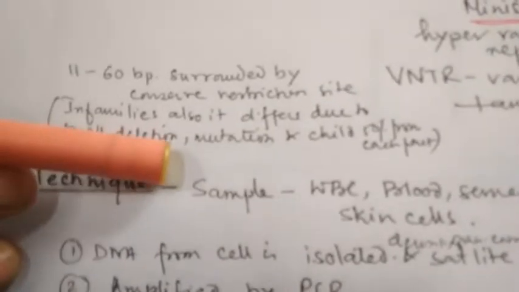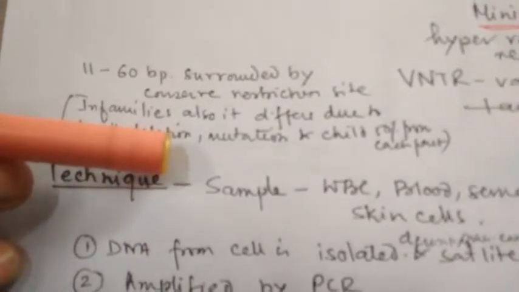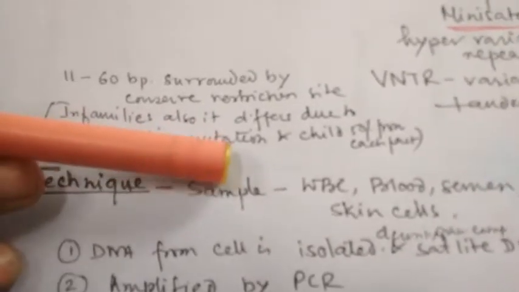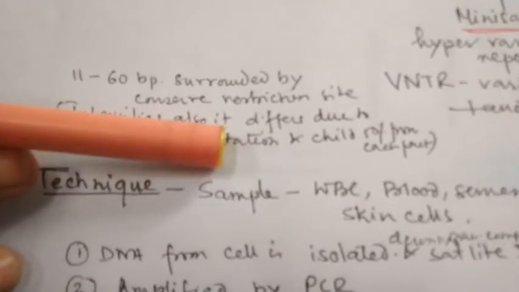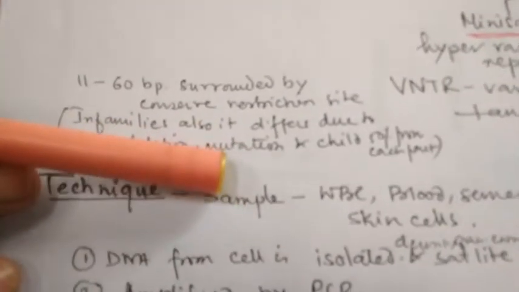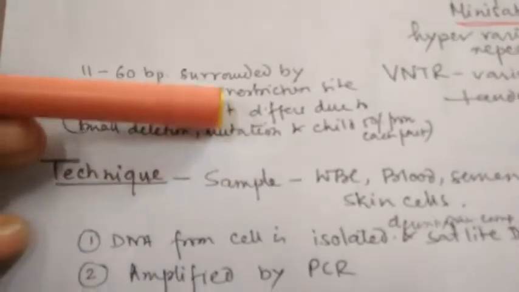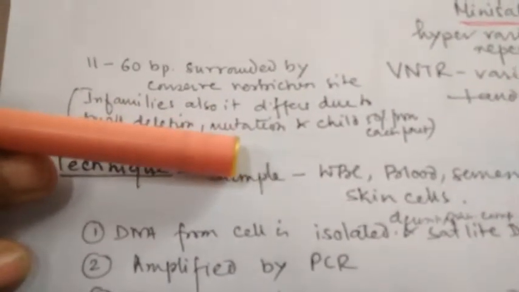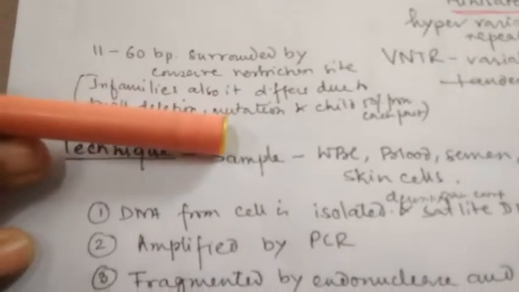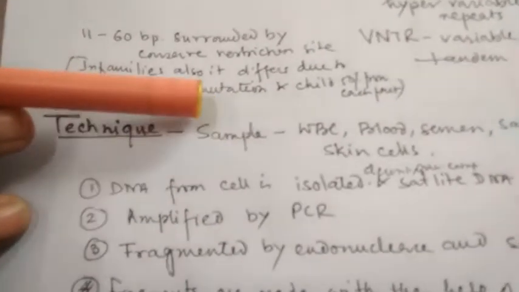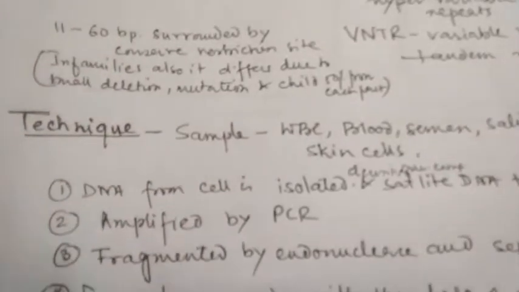Clear? And even in the family, since each individual gets 50% of its DNA from its mother and 50% from its father, if there is a mutation, that is also inherited, and finally the child is also getting that 50% of the father's or mother's DNA along with these mutated areas. So obviously this variable number of tandem repeats also differs among family members.